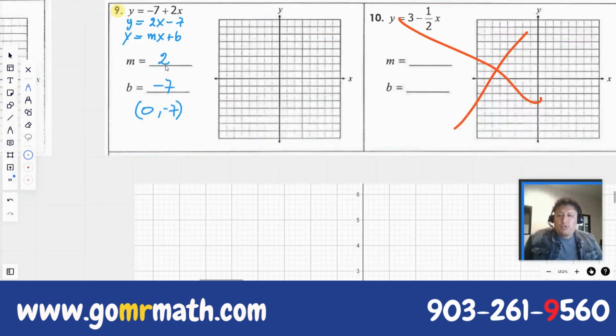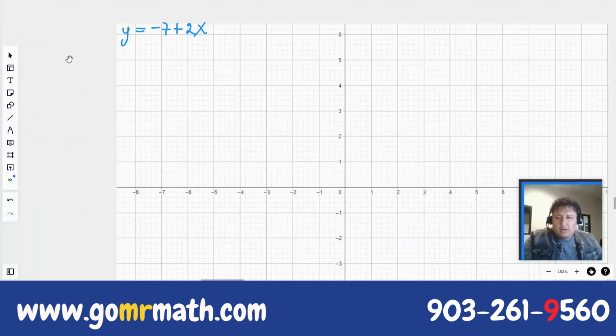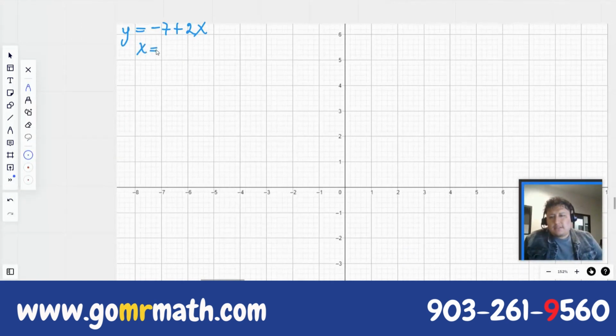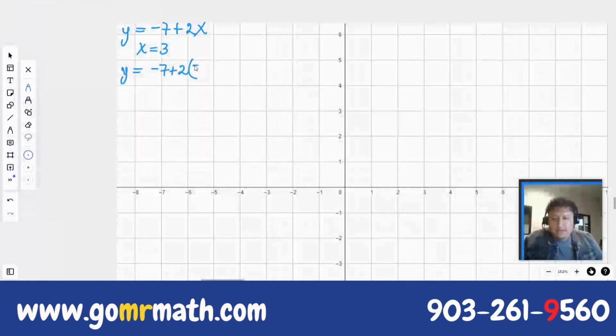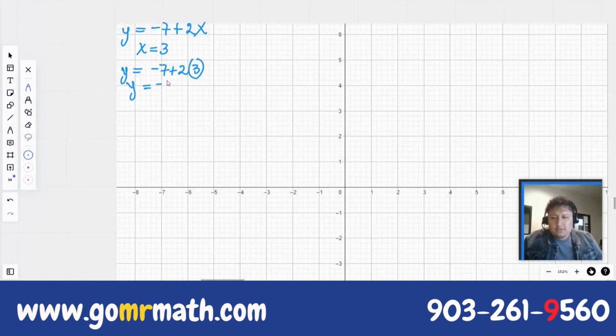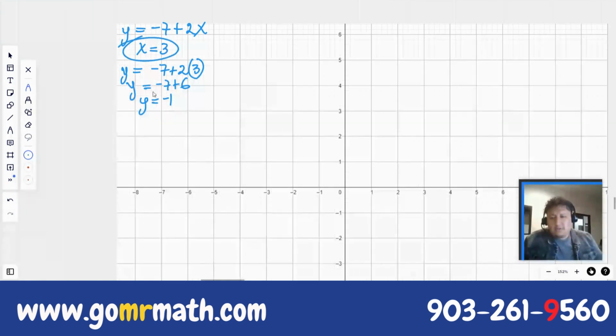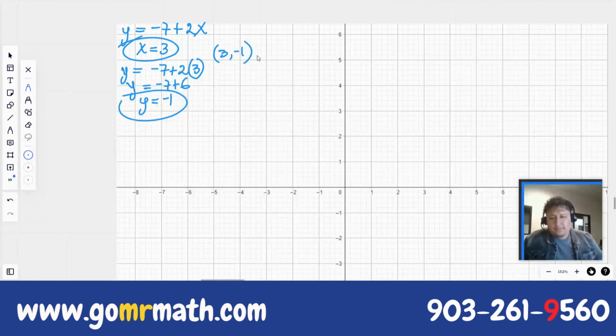Now we need to find one more point. Let's try, we have the equation y equals -7 plus 2x, right? Or 2x minus 7, exactly the same. It doesn't matter. So what if we say that x is equal to 3? Okay, when x is 3, we'll have y equals -7 plus 2 times 3, y equals -7 plus 6, y is equal to -1. When x is equal to 3, y is equal to -1. So our point is 3, -1.